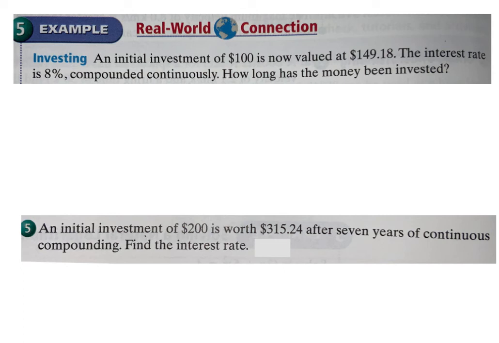So we would still use our P e to the RT. All right, but we're going to plug in the things that we know. We know what it's worth now. That is our A, 149.18. We know our initial investment of $100. E to the R, we know our interest rate is 8%, so I'm going to put 0.08. I do not know my time.